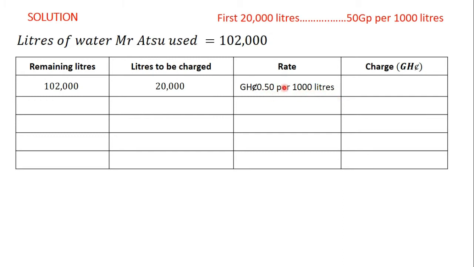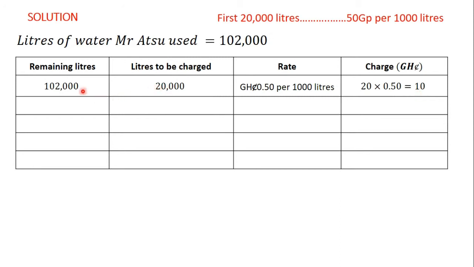What this means is that for this group, 1,000 liters cost 0.50 Ghana cedis. The liters to be charged is 20,000. So if 1,000 costs 0.50 Ghana cedis, then 20,000 will cost 20 times 0.50 Ghana cedis, and that will give us 10 Ghana cedis. We move on to the next group.